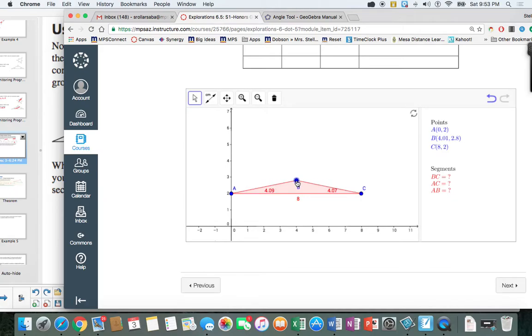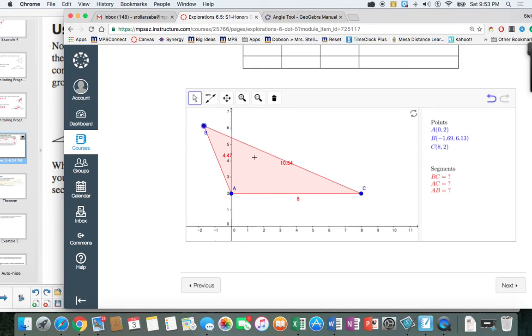And let's continue making it flatter. And you can see that these two still add up to more than 8, a little bit more than 8. But once B hits the side, then these two are 4, and this is 8, and we no longer have a triangle. Let's go ahead and take a look at that.